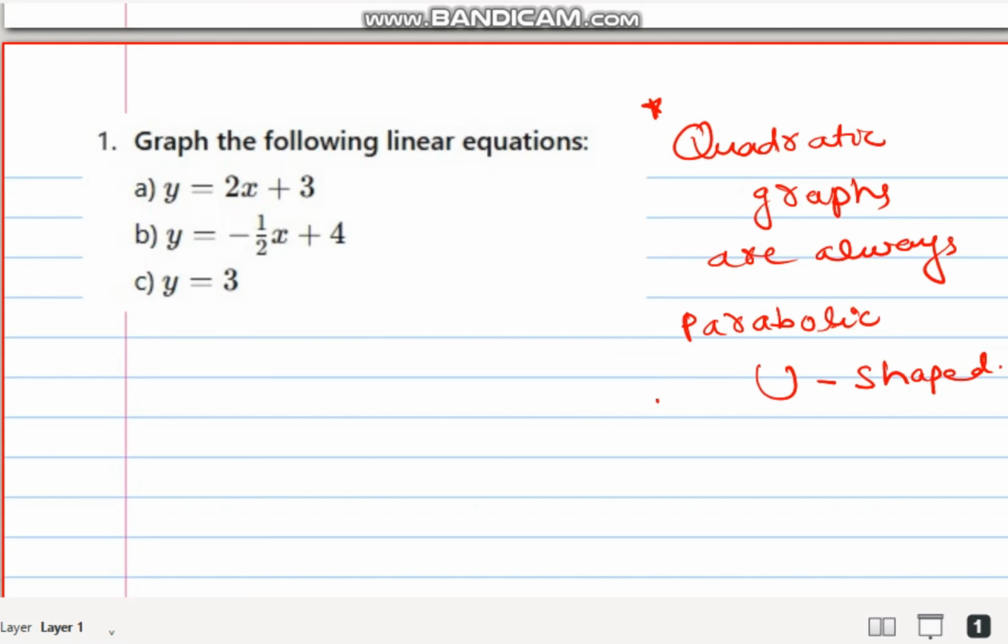Teacher, quadratic graphs are always U-shaped? Yes, they are always U-shaped. U-shaped graphs are also called parabolic. Parabolic, okay?